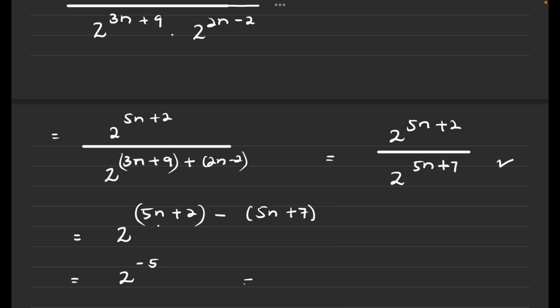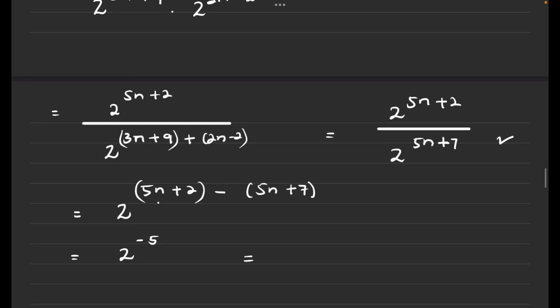So what is this? Let's say you wanted, or they asked you to express it in positive exponent. It's going to be 2 to the power 5. What is 2 to the power 5? It's definitely 32. There is your answer.